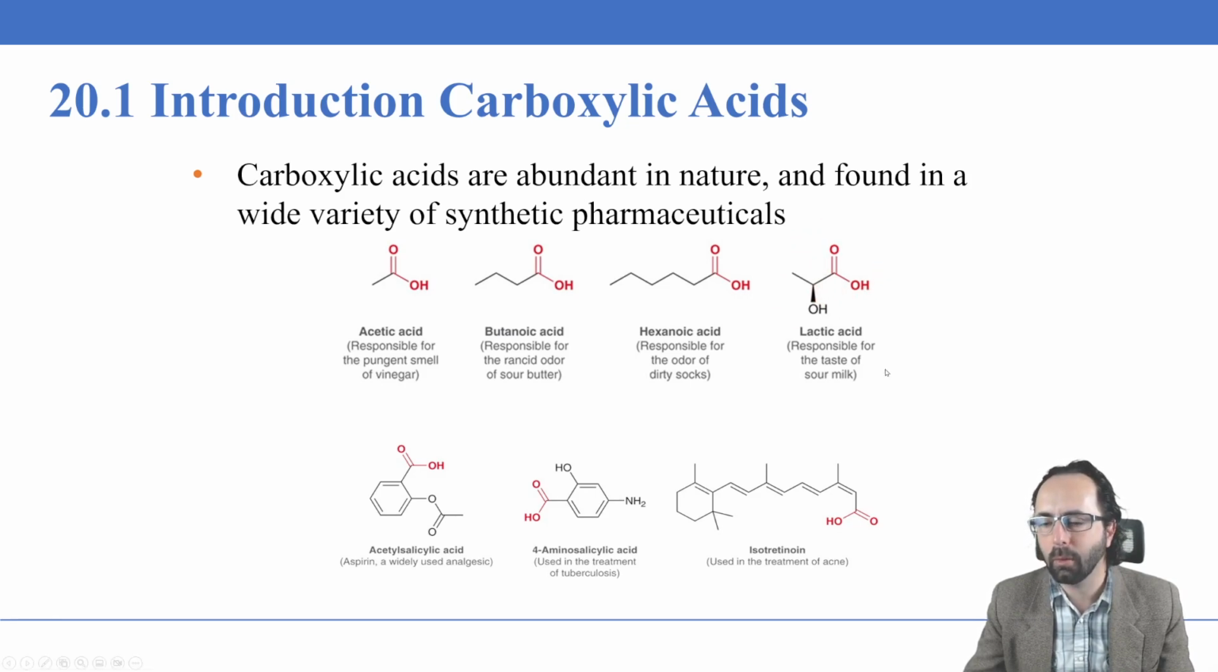Lactic acid here is 2-hydroxypropanoic acid, as it would otherwise be called, and we'll talk about the naming in a moment. This is responsible for the sour taste of sour milk. Acetylsalicylic acid here, which is again a common name, has an even more common name, aspirin. 4-aminosalicylic acid, with the amino group here, is used in the treatment of tuberculosis, and isotretinoin is used in the treatment of acne, these being common names for these drugs.